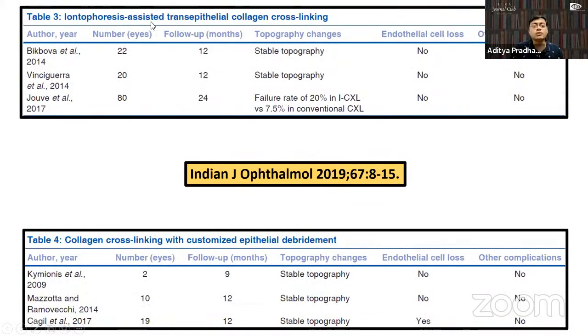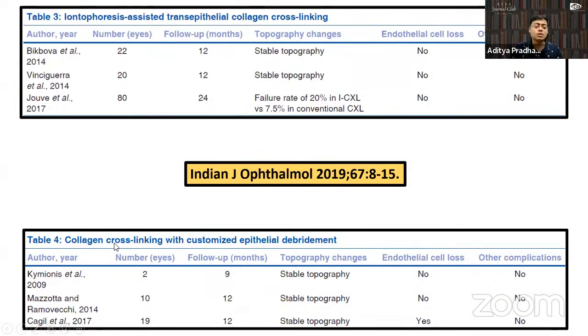And if you see the iontophoresis-assisted transepithelial collagen cross-linking, there were around 20 eyes in one study and 80 eyes in another. The follow-up was around 1 to 2 years. 2 studies said that it was stable, with no endothelial cell loss and no other complications. But the third study, with 2 years of follow-up and 80 eyes, said that in the iontophoresis group there is a failure rate of 20% compared to 7.5% in the conventional Dresden protocol group.